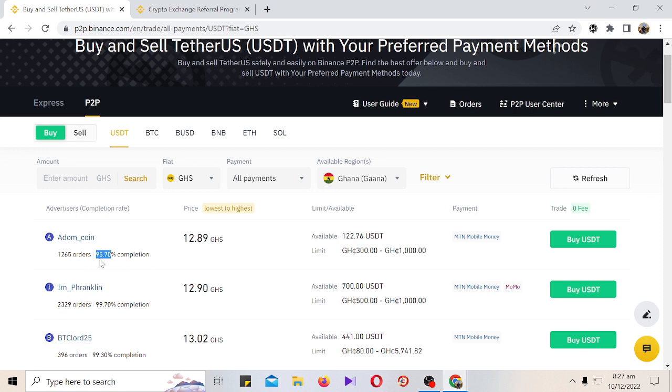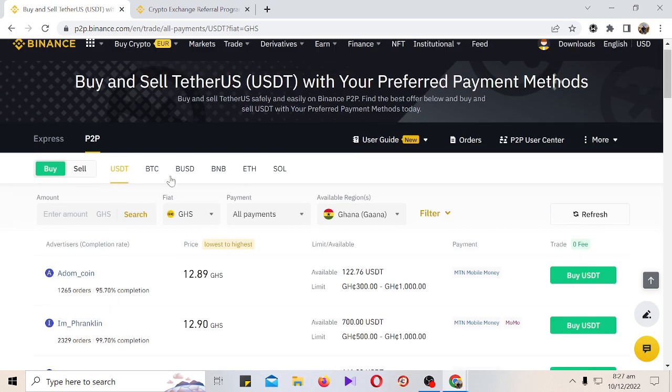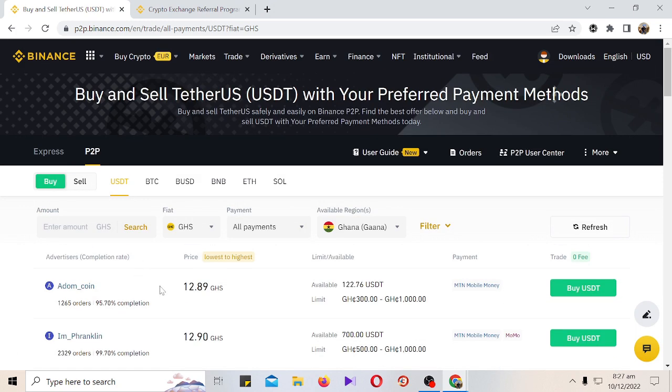You can see this person is 95, 99, 99. That means that they know what they are doing. Don't go and buy from people with an 80% rating, or else they will run away with your money. I'm just advising you. So this is the price here. Right now, if you want to buy 1 USDT, it's equivalent to 12 cedis 89 pesewas. And this person is going to sell to you at 12 cedis 90 pesewas.